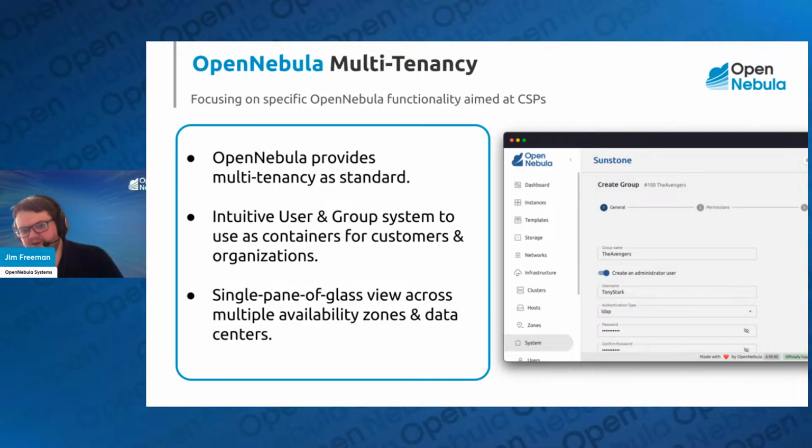And even for those that have OpenNebula spanned over multiple data centers, you do get this single pane of glass view where your users will be able to log in and select a different availability zone, depending on where you have your OpenNebula front ends. So it's just a single set of credentials for your users, and then you can log in that way.